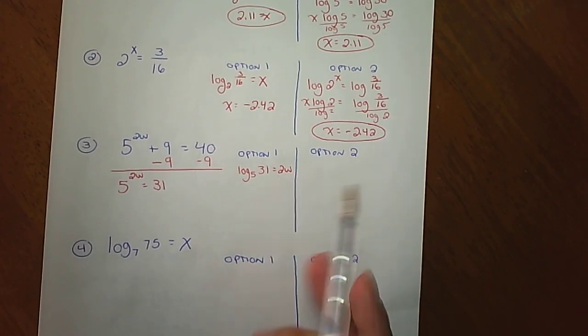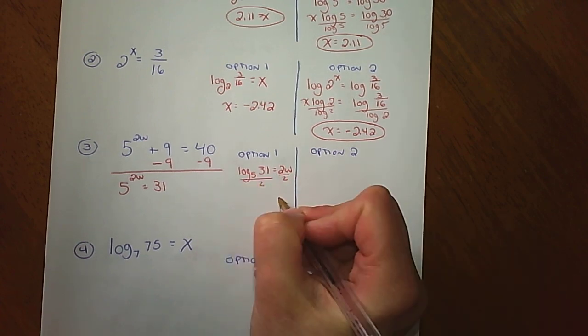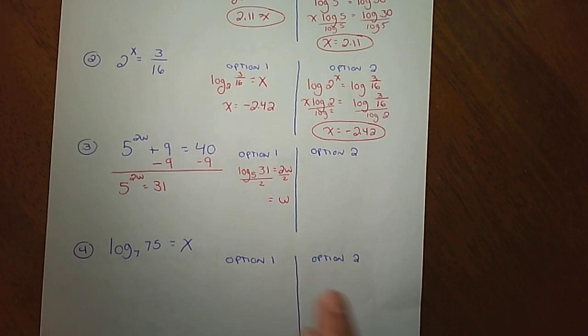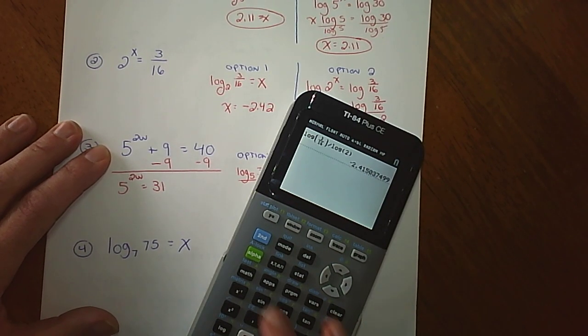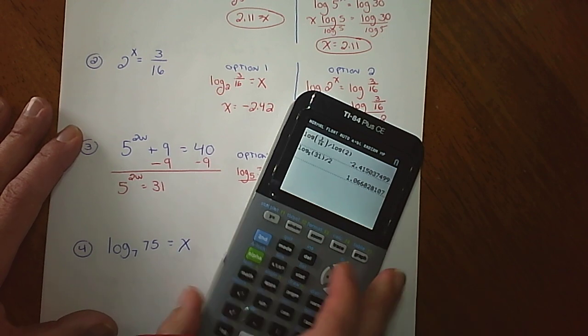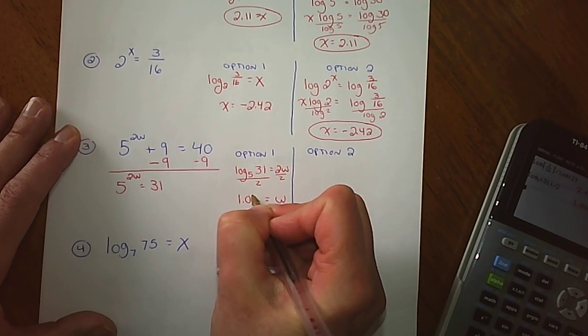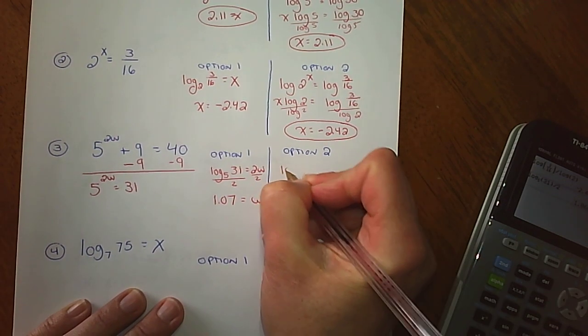All right, now I got to get w alone, so I got to divide by 2. So now, go to my calculator. I'm going to hit math, go up twice. So it's log little 5, 31. We'll take all that and divide it by 2. I'm getting 1.07 when I round to the nearest hundredth. There we go. Now we're going to do it the other way, where I log both sides.